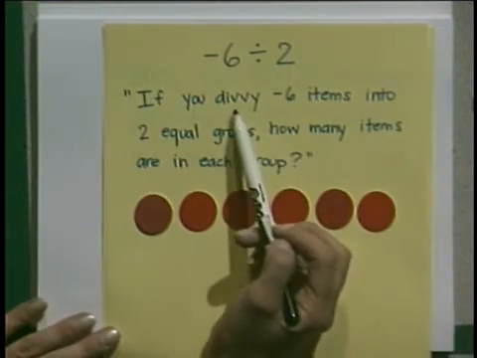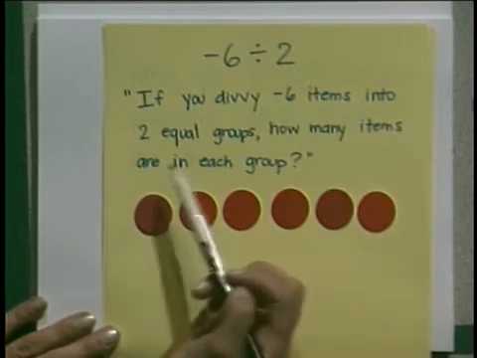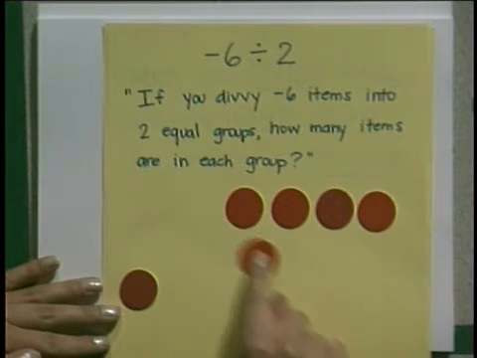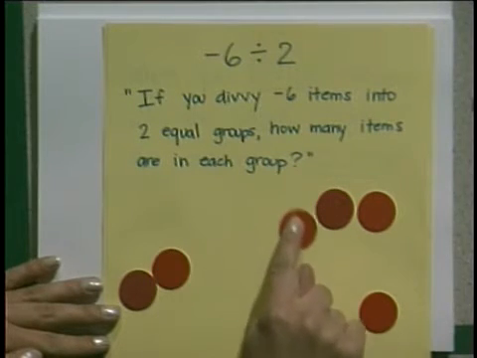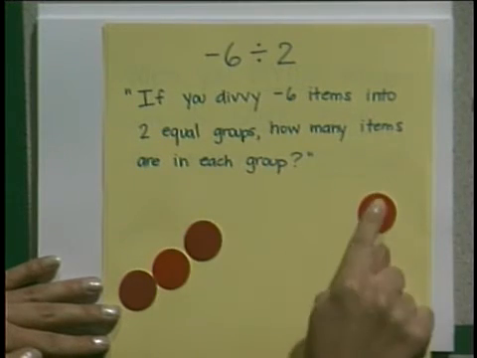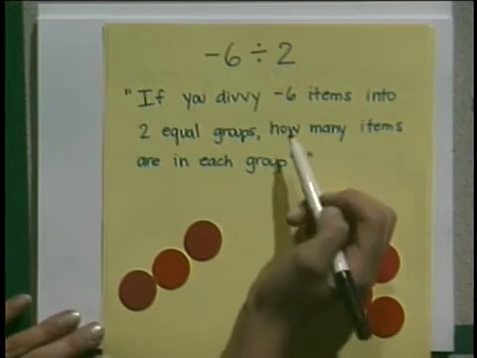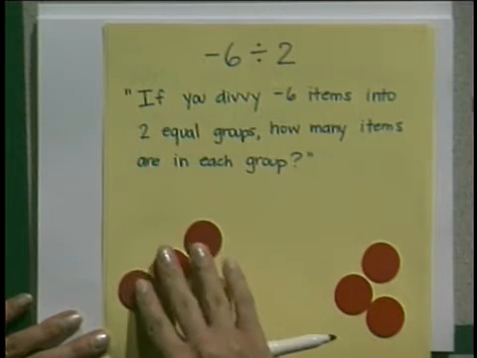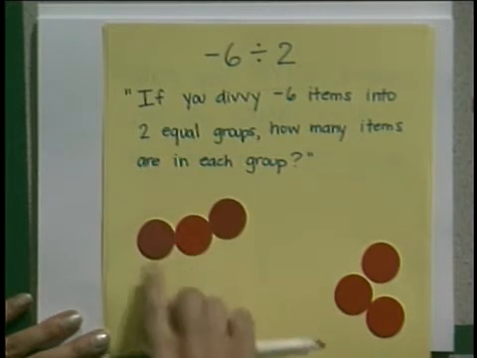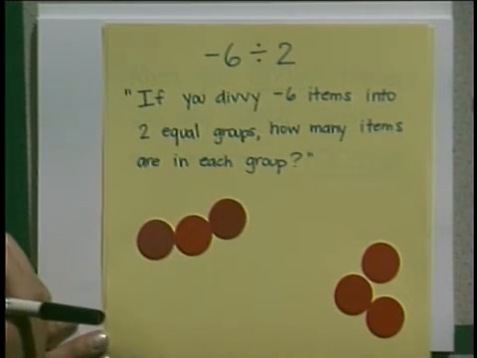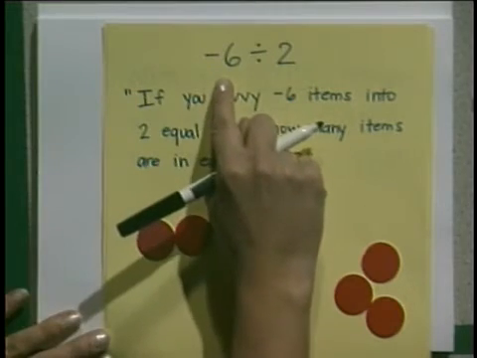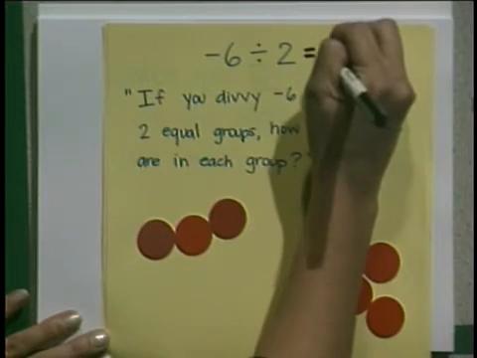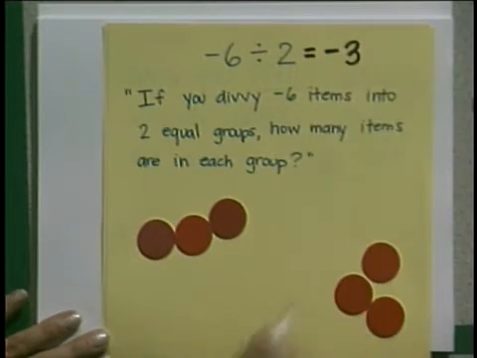This time we need to divvy our negative 6 items into 2 equal groups. So I'm going to divide my negative 6 items up into 2 groups. And then the question asks, how many items are in each group? Well, each group has 3 red chips, which is a negative 3. So a negative 6 divided by a positive 2 gives us a quotient of negative 3.